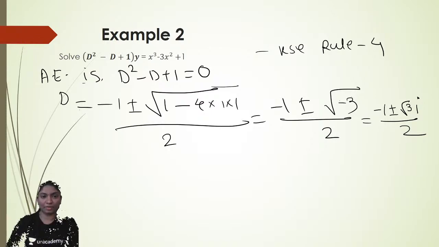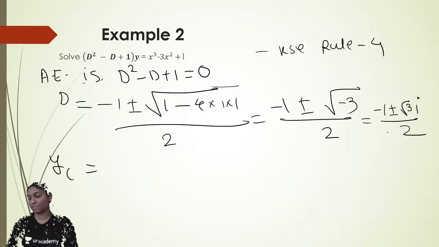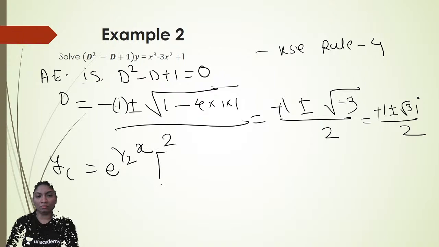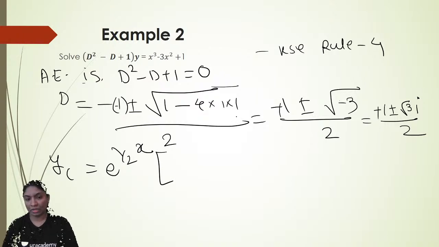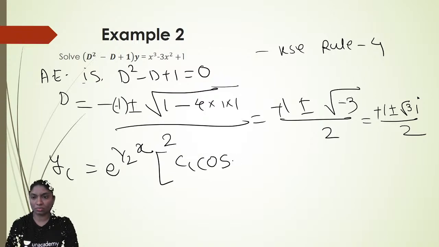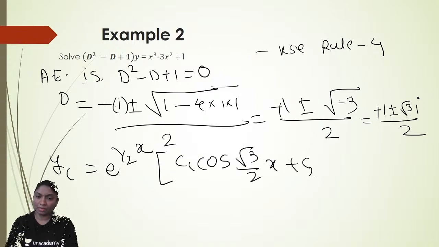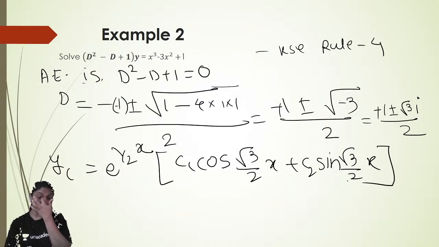So roots are complex and distinct. Okay, so you can write yc as e raised to alpha x, where alpha is minus 1 by 2, c1 cos beta x, beta is root 3 by 2, plus c2 sin beta x, beta is root 3 by 2. Okay, so e raised to alpha x into c1 cos beta x plus c2 sin beta x, this is your yc.